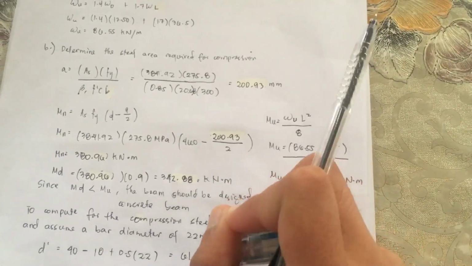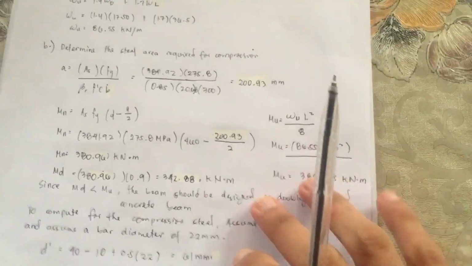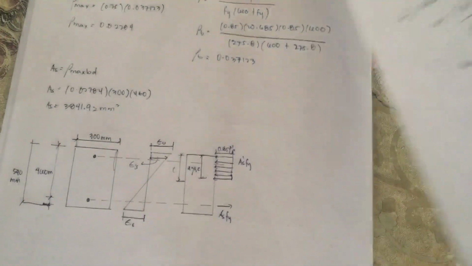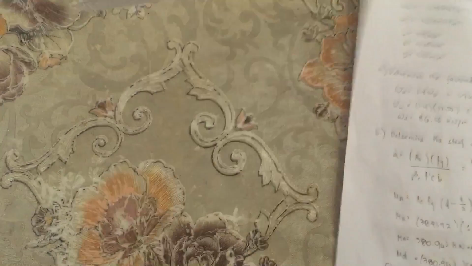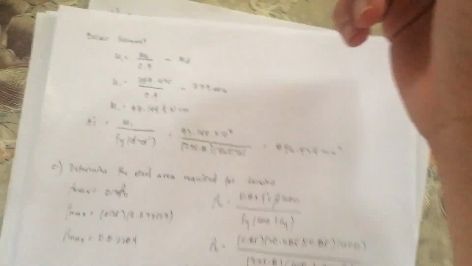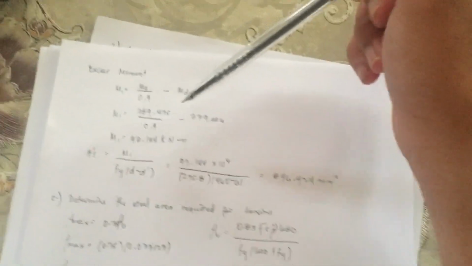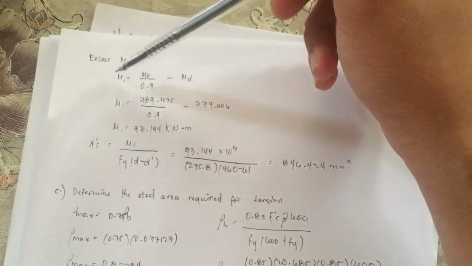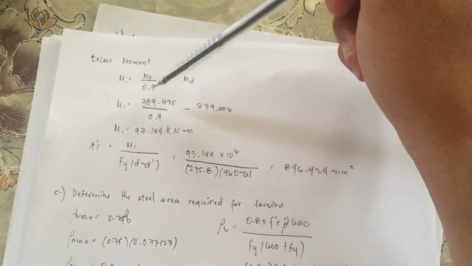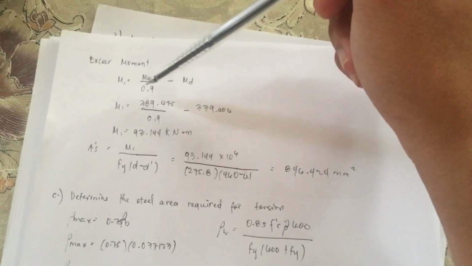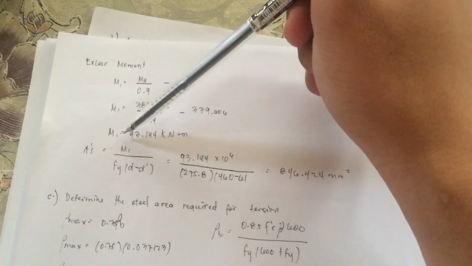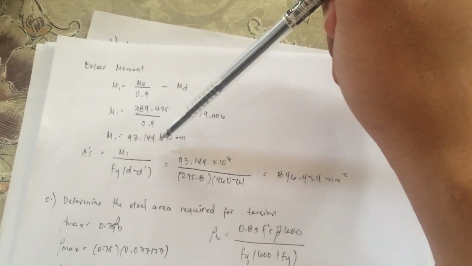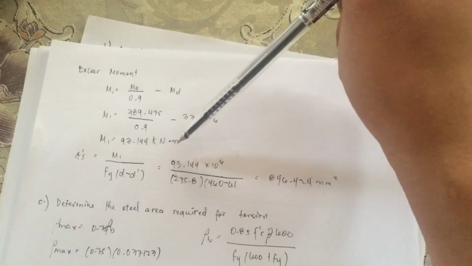So this is the distance of the steel reinforcement from the extreme fiber of the concrete beam. Now we have to determine the excess moment experienced by the compression steel. We have the formula M1 is equal to the maximum moment divided by the reduction factor minus phi Mn divided by phi. So we get M1 equal to 93.144 kilonewton meter.